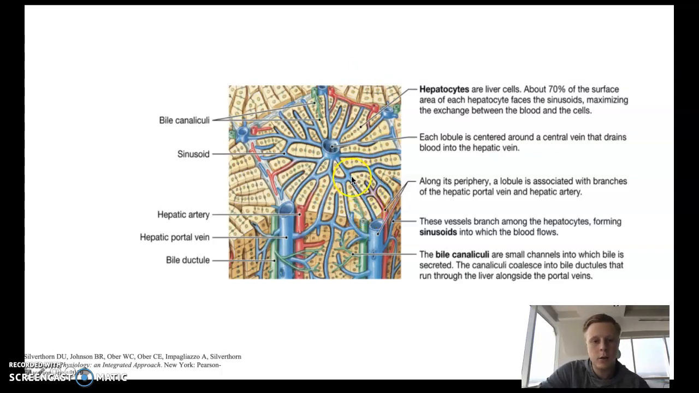Bile, however, does not go through this central vein, and instead travels through bile canaliculi to make its way into bile ductules. This bile ductule goes from the liver and allows the bile to travel easily, and separately from the rest of the blood, to the gallbladder.